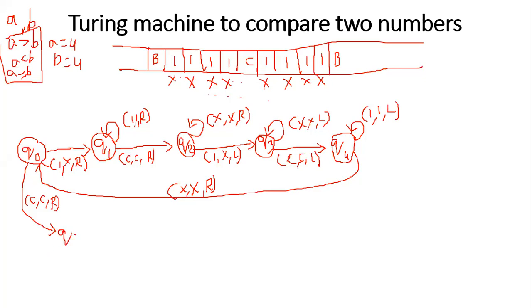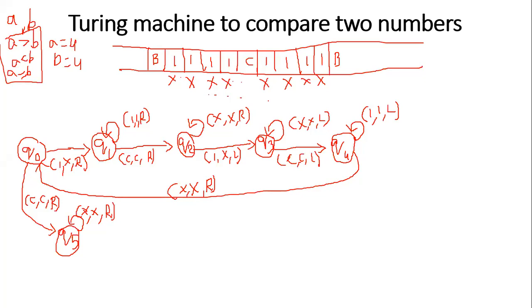How do we know that all ones are finished on the second number? We have immediate B after 1. Just keep ignoring all the X's in the second number and move to the right side.